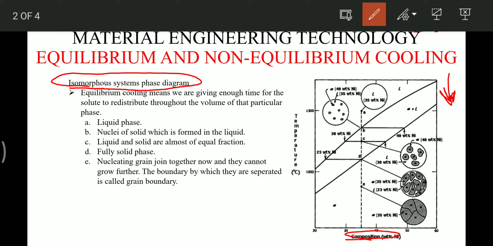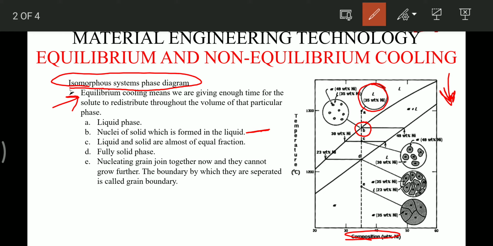So basically this circle over here represents the liquid state. Okay, and when we start the cooling by equilibrium process, like we are giving enough time for redistribution, then at point B, as this reaches this liquidus line, then nuclei of solid will be formed in the liquid.